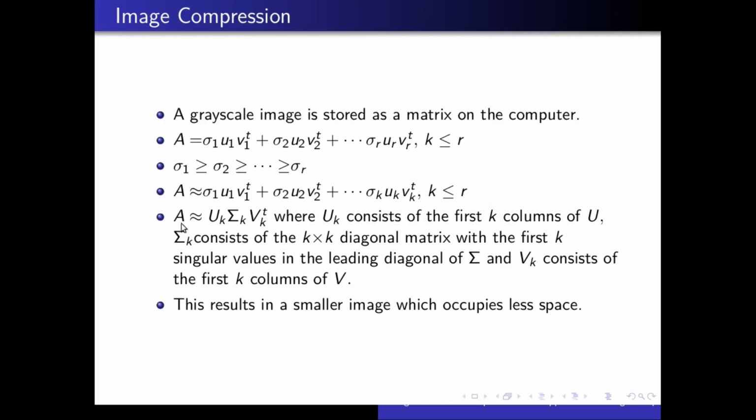So we can do this decomposition and then use this as an approximation of the image, which will enable us to store fewer numbers and save space on the computer. So we will eventually have fewer numbers to store in the computer, and the image occupies less space on the computer.